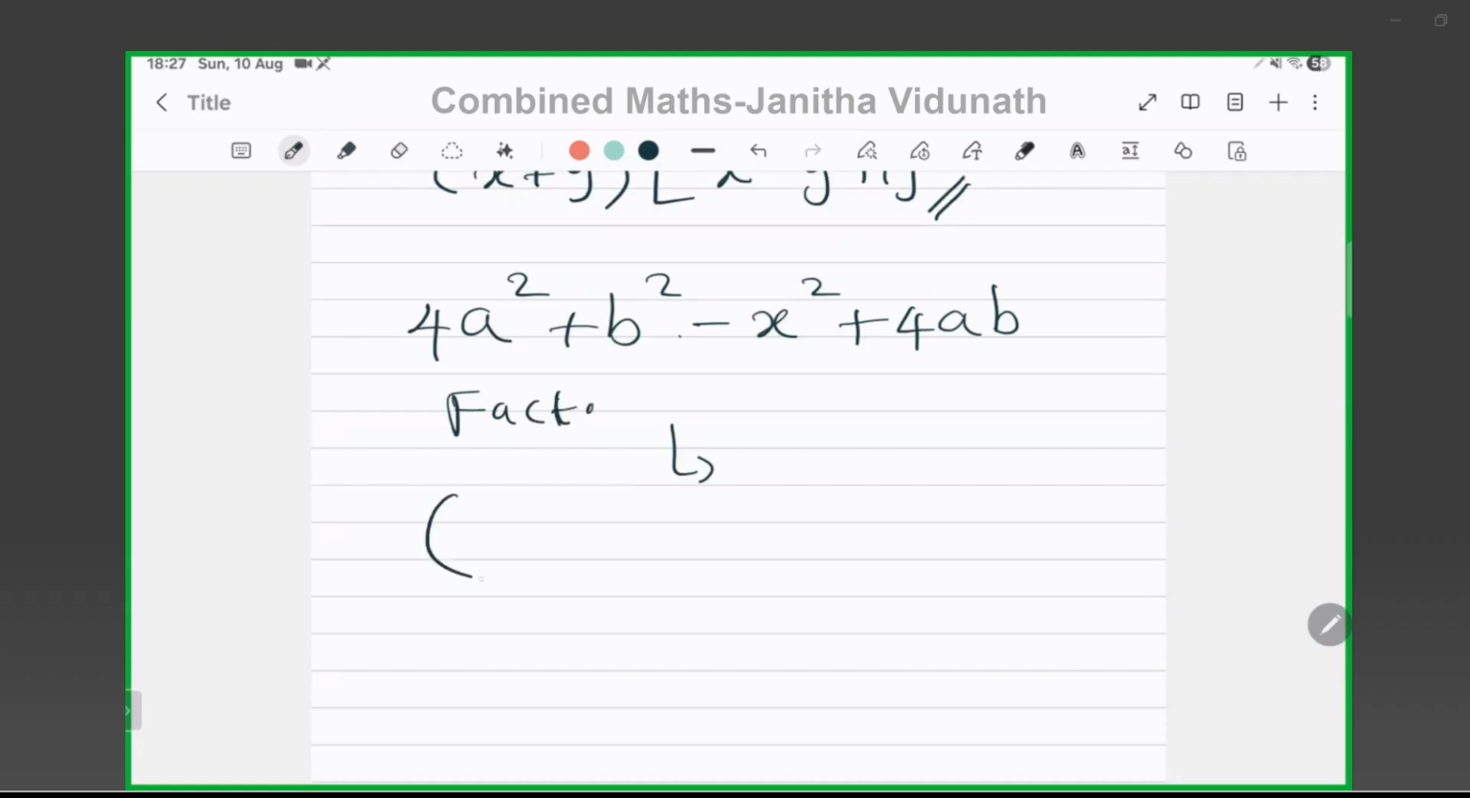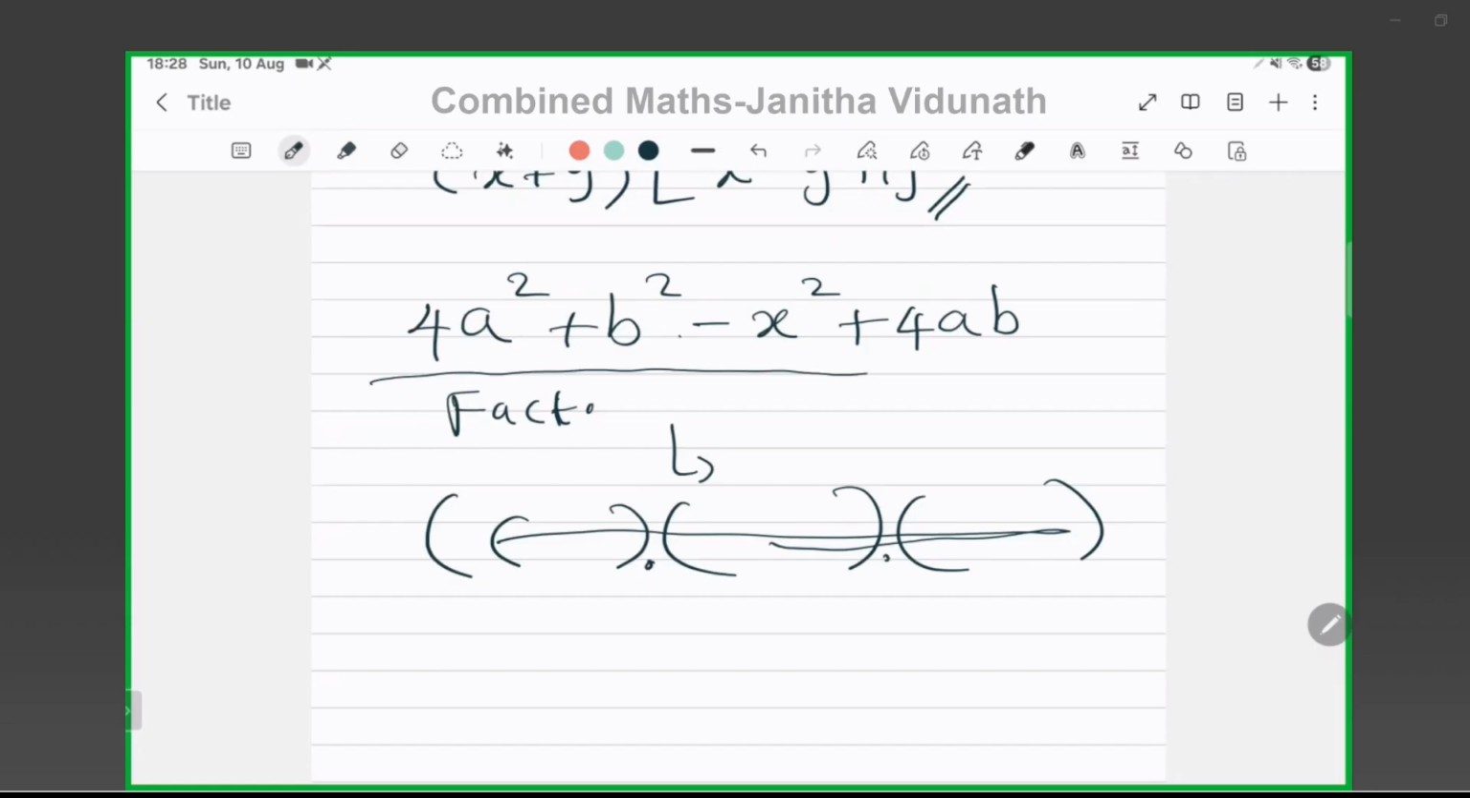Now we need to write this as factors of 2 or 3 or any. Now, factorize this expression.